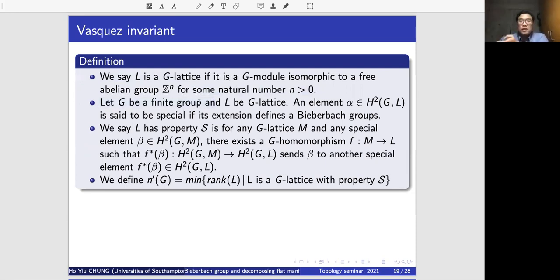Given that G is a group and L is a G lattice, then an element in the second cohomology group of G with coefficient L, we say it is special if its extension does define a Bieberbach group. As you may know, the second cohomology group can classify the group extension up to isomorphism. So if the element does define a Bieberbach group, then we call it a special element.